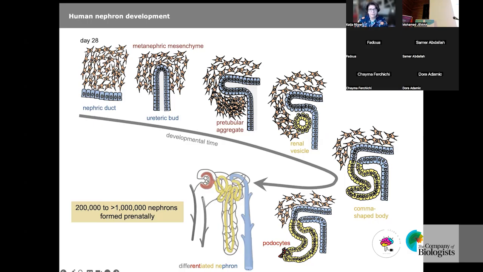Everything from the ureteric bud will just form the collecting duct system later, but the nephron is formed from these mesenchymal cells. Each of us is born with between 200,000 and over 1 million nephrons in our kidneys. They're all formed prenatally, and the nephrogenesis is recapitulated very well in this renal organoid system we're using, which I hope I will convince you of.